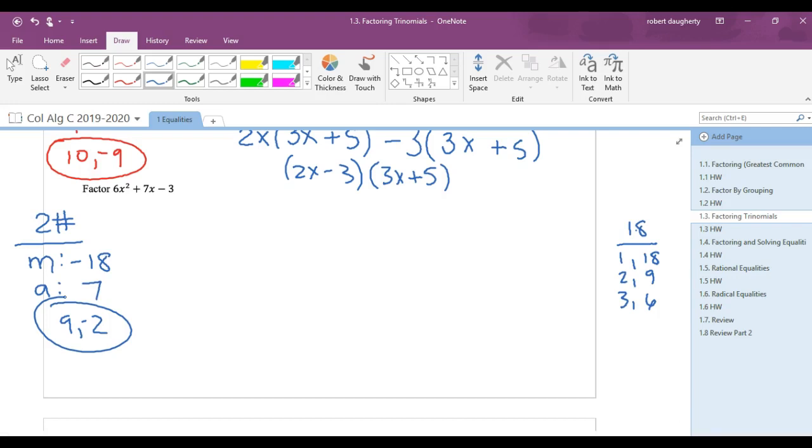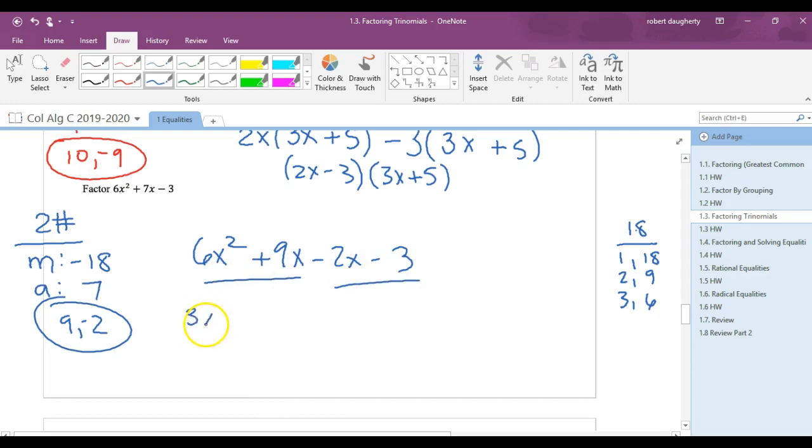I rewrite this equation as 6x squared, and then what do I do with these? Plus 9x minus 2x minus 3, and then I go to factor by grouping. So what do these first two have in common? That's 3x, and that leaves me with 2x plus 3, okay? And then a minus. Minus what gives me minus 2x? It's 2x, right? And minus what number would give me a minus 3?